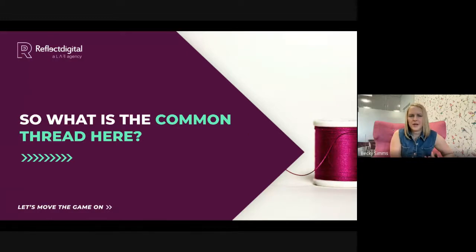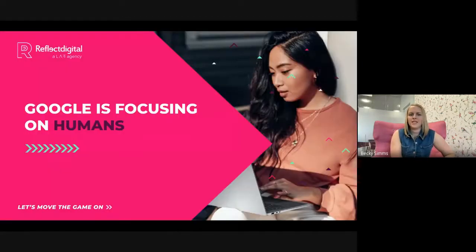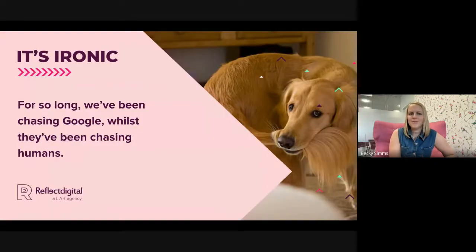So what's the common thread here? Because I want to get us back to intent. So that's the big goings on that have been happening over the last 12 months from a Google point of view. But for me, the common thread here is that Google is focusing on humans. And it's ironic, really, because for so long we've been chasing Google, whilst actually Google's been chasing us. We've been trying to work out what they're doing, and they've been trying to work out, well, how can we be more like humans? How can we think more like a human?